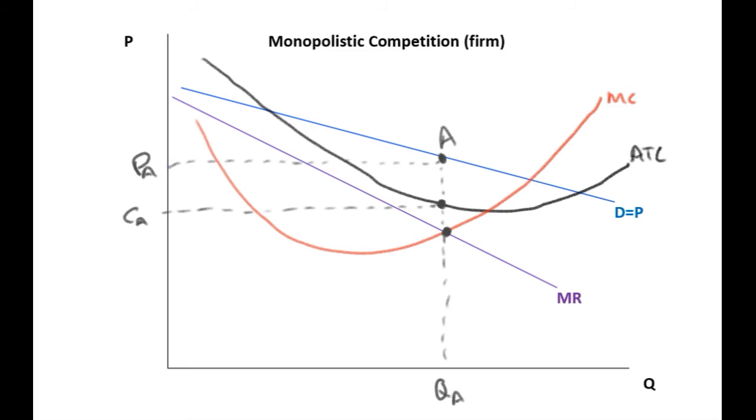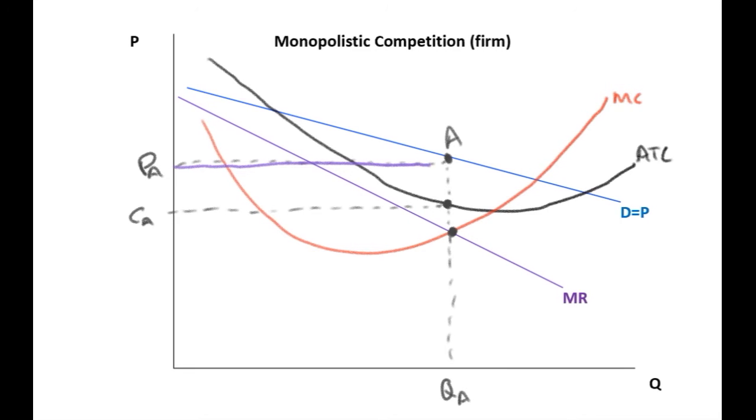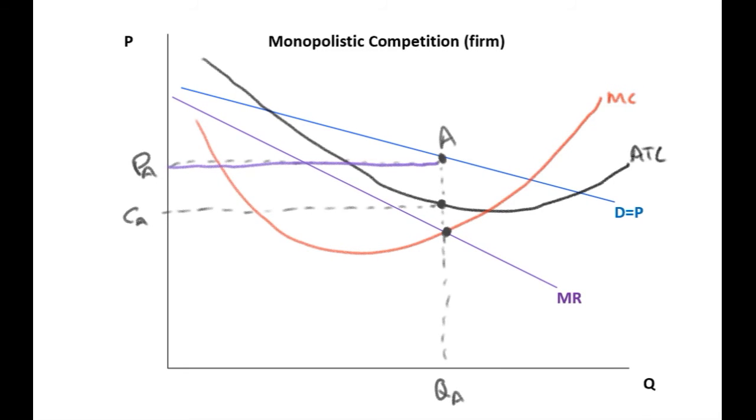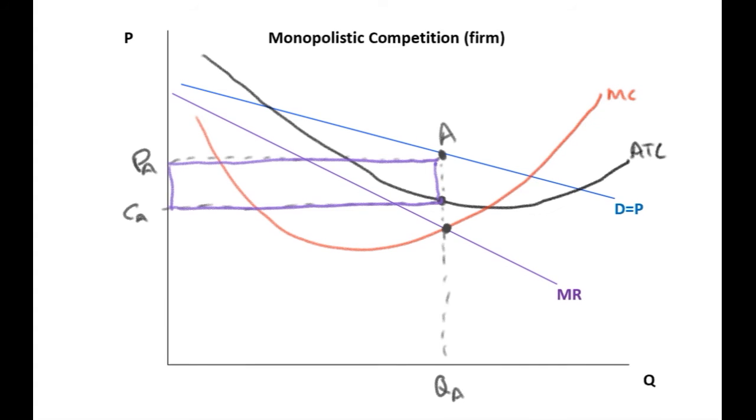So again, price times quantity. Everything below this line represents revenue. Now, if CA is the cost to produce QA, then everything below this line represents cost. And so this area in the middle here is economic profit.